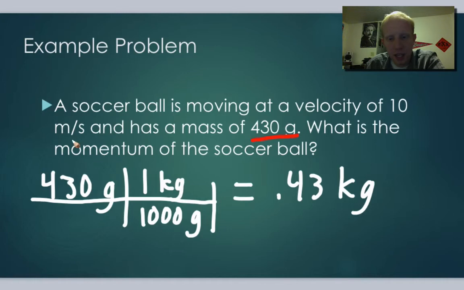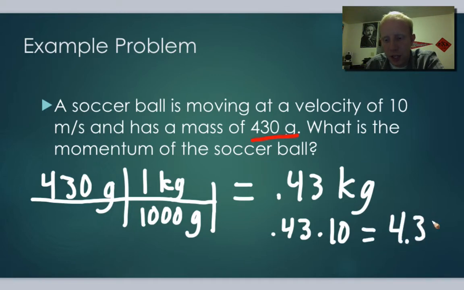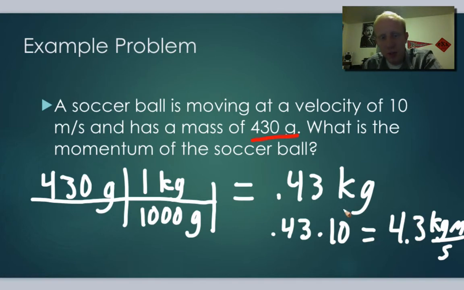The velocity is 10 meters per second. So 0.43 times 10 is going to give us 4.3 kilograms meters per second. And there you go. That's the momentum of the soccer ball. All right, so pretty simple calculation, right?